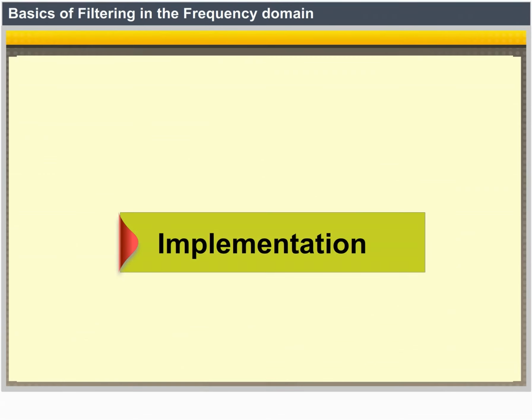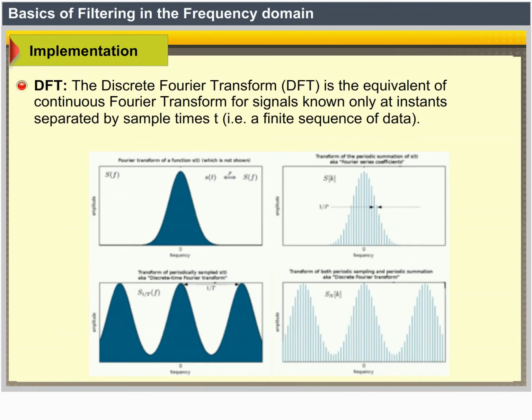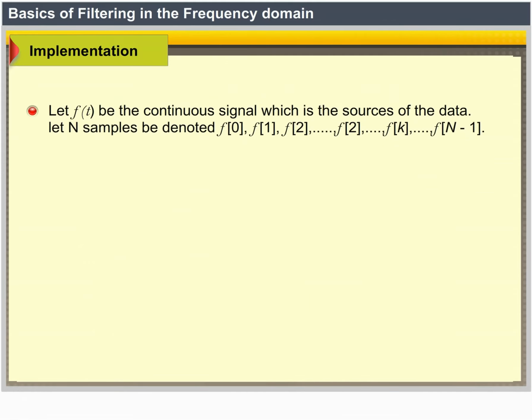Implementation. DFT. The discrete Fourier transform, DFT, is the equivalent of the continuous Fourier transform for signals known only at instants separated by sample times T, that is, a finite sequence of data. Let f(t) be the continuous signal which is the source of the data. Let N samples be denoted as f0, f1, f2, and so on, fk, and so on, up to fN-1. The Fourier transform of the original signal f(t) would be as shown on screen.